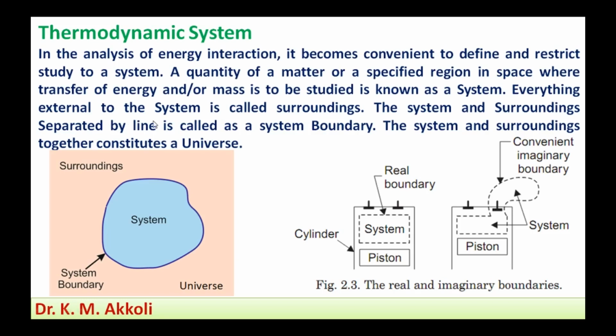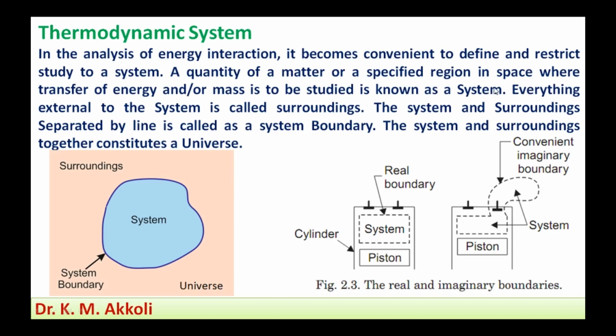Next, to study thermodynamics, we are going to consider a system. That means where the energy interaction is taking place, that we take as a system, and we need to take the system definition. In the analysis of energy interaction, it becomes convenient to define and restrict a study to a system. For the system only we will study, and whatever is happening to the system we are going to study. And what is meant by a system? A system is a quantity of matter or a specified region in space where the transfer of energy and/or mass is to be studied.